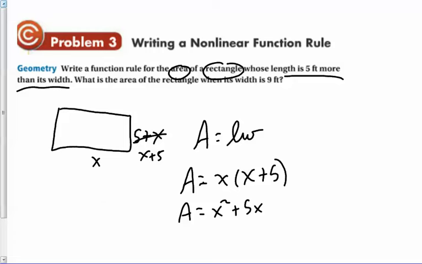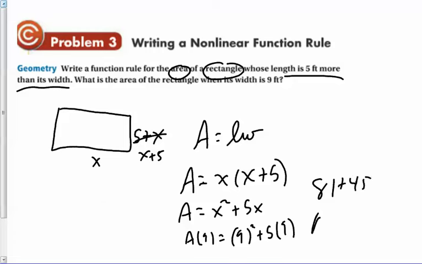Then it says to find the area of the rectangle when its width is 9 feet. So I plug 9 in and find A of 9. 9 squared is 81, so this is 81 plus 45. The area is 126 square feet. That wasn't too bad, was it? I think it was pretty easy.